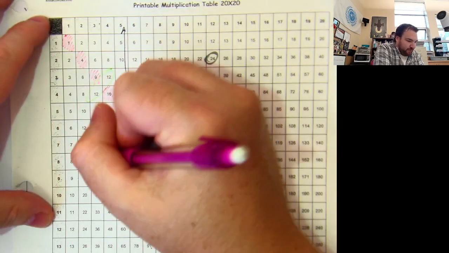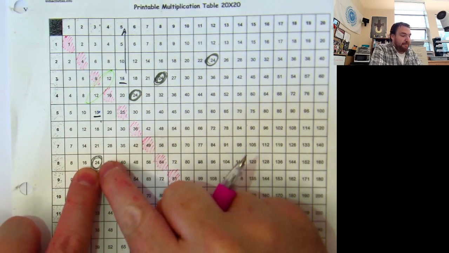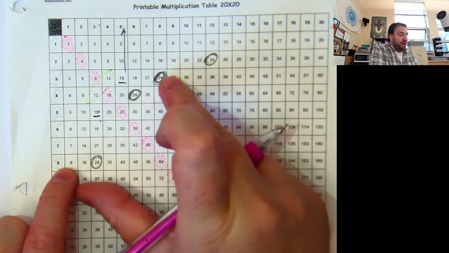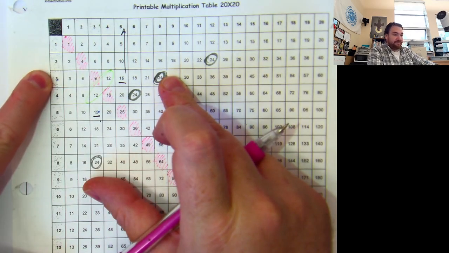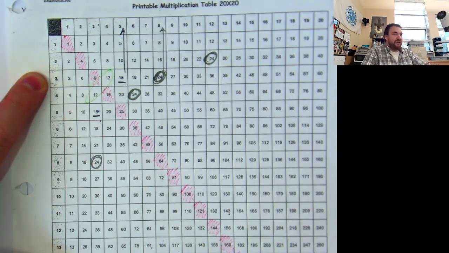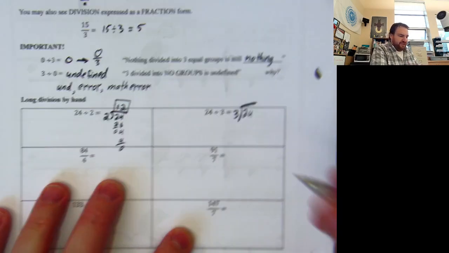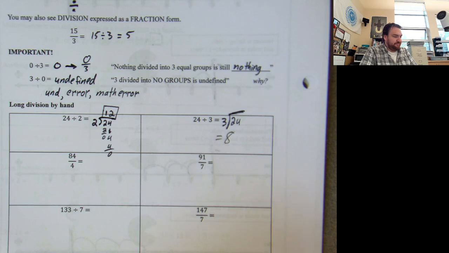So you want the 24 that's either in a row or column based on the 3. We could have picked this 24 down here too. This one would have also worked. You want the 24, the thing that you're dividing, to show up in the row or column of the number you're dividing by. So 24 divided by 3, and then you go to the other value, is 8. So long division totally breaks down here. There's no point in doing long division here. But it works on this one.